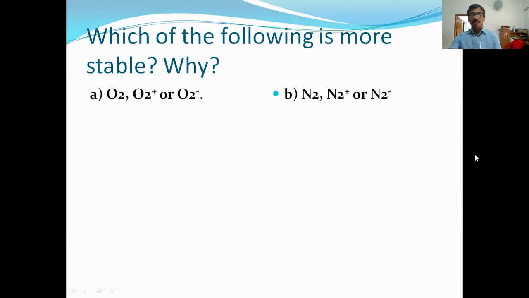Okay, now two questions for you. Which of the following is more stable and why? O2, O2 plus and O2 minus. What you have to do? Already you know the electronic configuration of oxygen. What is the electronic configuration of oxygen? Sigma 1s2, sigma star 1s2, sigma 2s2, sigma star 2s2, sigma 2p z2, pi 2p x2, pi 2p y2, pi star 2p x1, pi star 2p y1. And you know what is the bond order? That is 2.